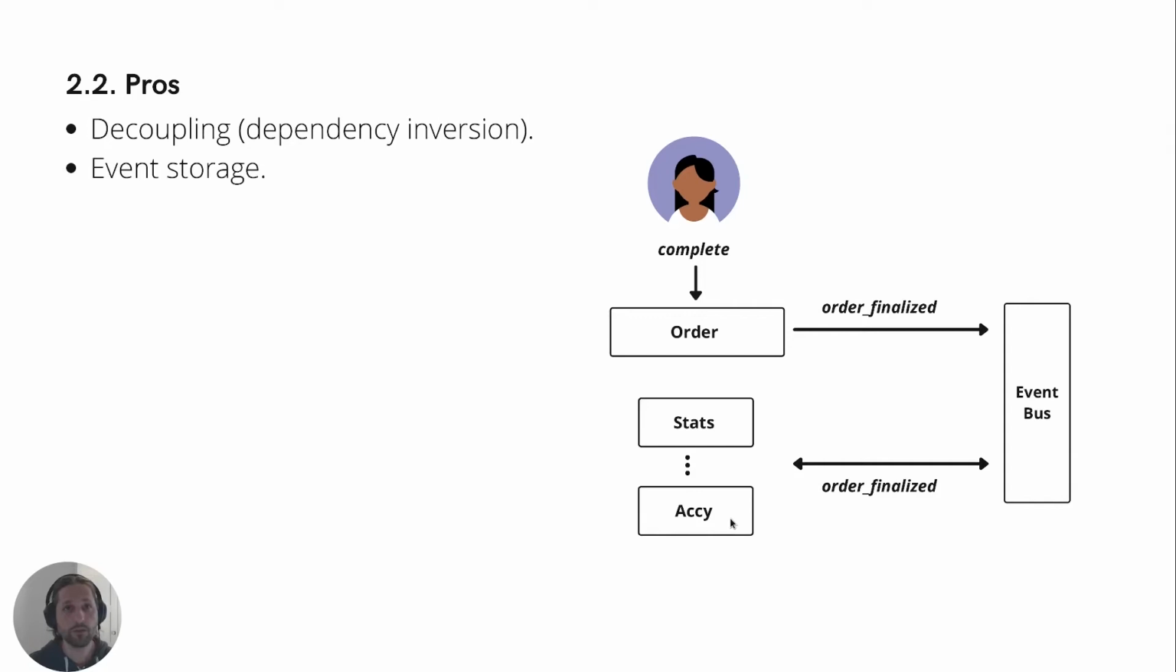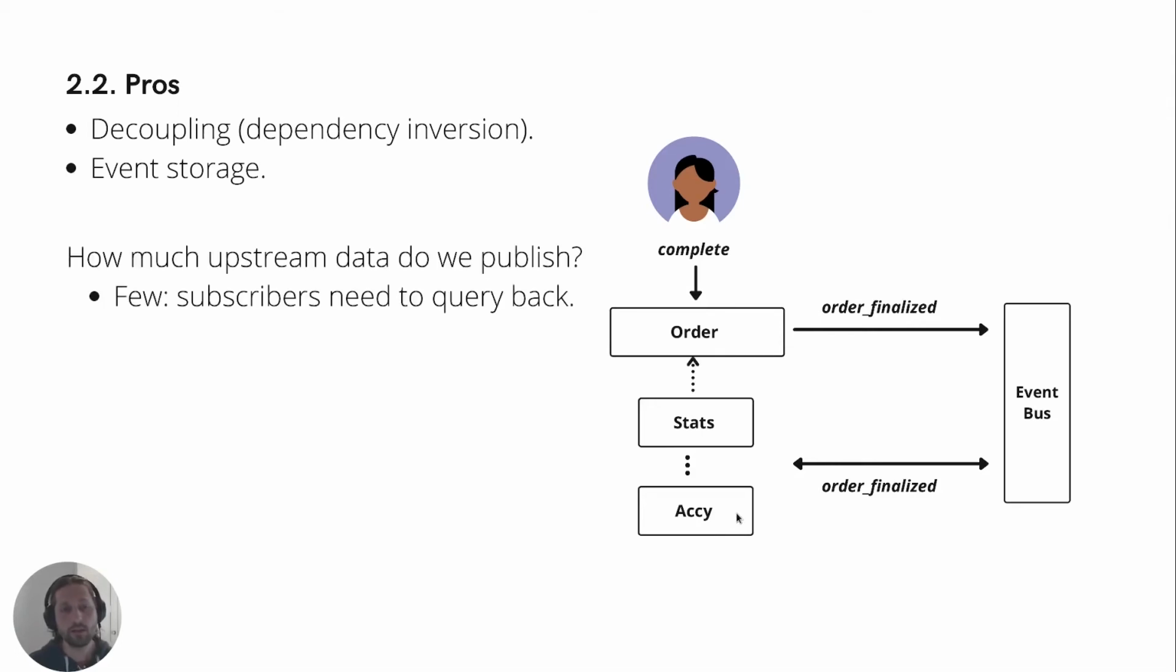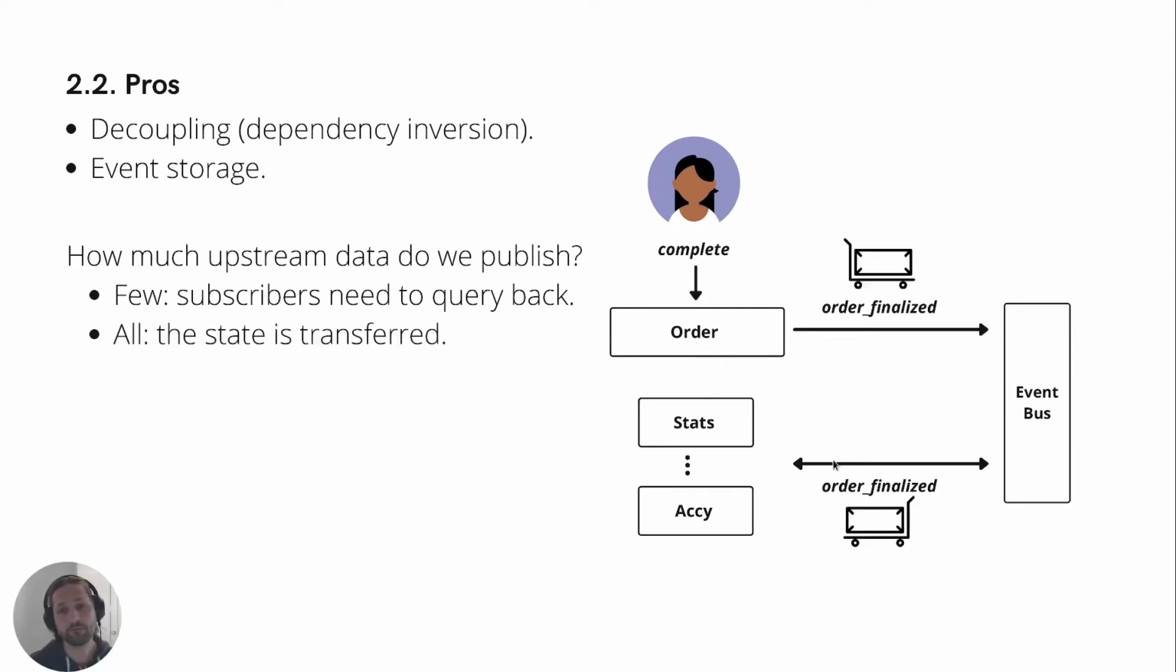There's, however, another interesting result. The changes get bundled in an event, which opens the gates to interesting ideas like persisting them or using them for debugging purposes. A relevant question is, how much upstream data do we publish? If we only publish a small piece of information, like some identity, the downstream services might need to query back for more details. On the other side of the spectrum, we can transfer the maximum amount of state. However, inconsistency could become an issue.